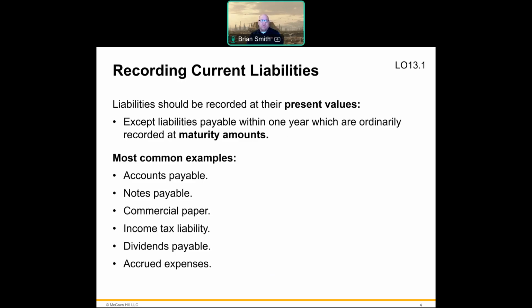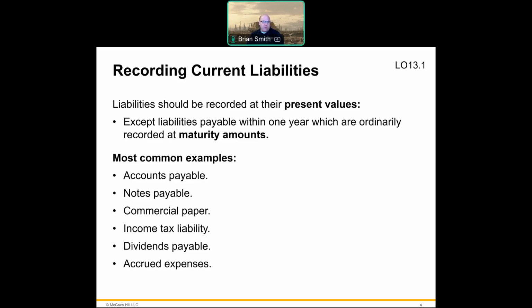So current liabilities need to be recorded at their present values because they're due in such a short period of time. Here's a list of your most common examples. You have your accrued expenses. Those are expenses you've incurred but have yet to pay for. A lot of times that's your salaries payable and a lot of other payables, things that you owe.